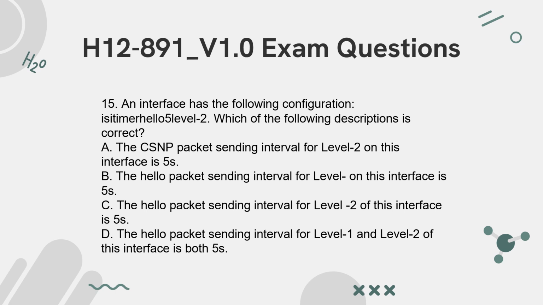An interface has the following configuration: isis timer hello 5 level-2. Which of the following descriptions is correct? A. The CSNP packet sending interval for Level 2 on this interface is 5s. B. The hello packet sending interval for Level 1 on this interface is 5s. C. The hello packet sending interval for Level 2 of this interface is 5s. D. The hello packet sending interval for Level 1 and Level 2 of this interface is both 5s.